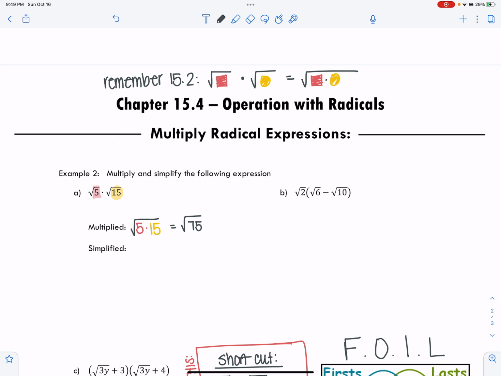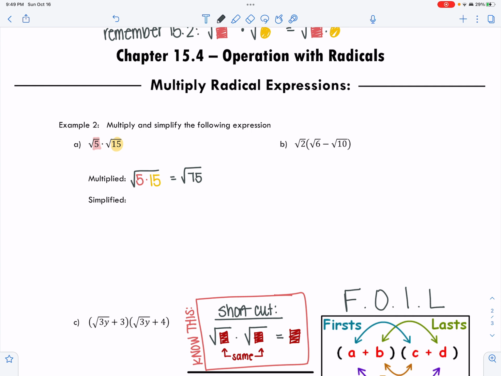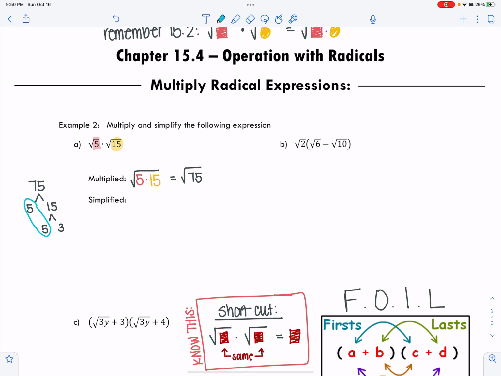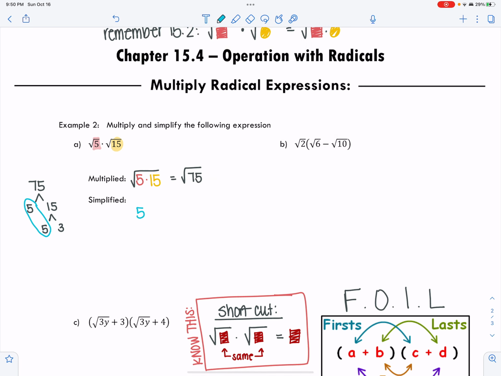That's the multiplied part. Now I want to simplify it. And so that's going to go back to our earlier chapter where we're going to do our factor tree. And so two numbers that multiply to 75, well, I've got 5 and 15 already there. And then 15 is 5 and 3. I'm in square roots, so my pairs, one number is going to come outside and give me a 5. Other number is going to be left inside, and so I've got 5 square root 3.